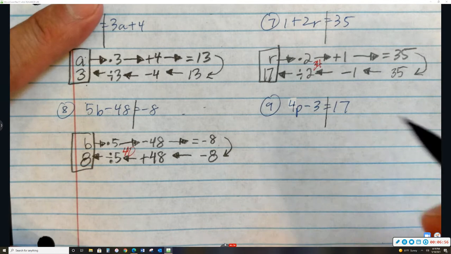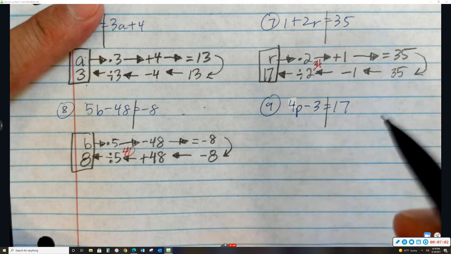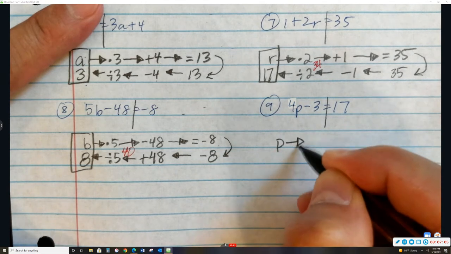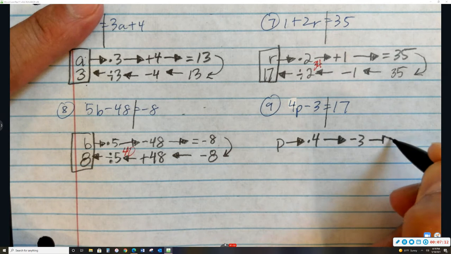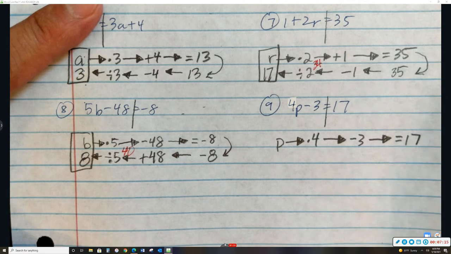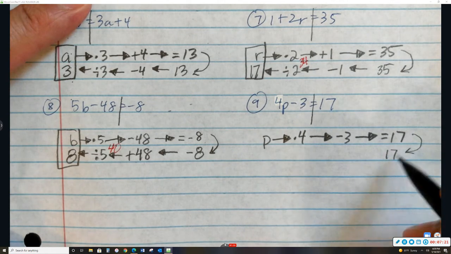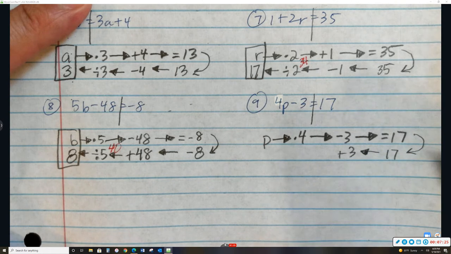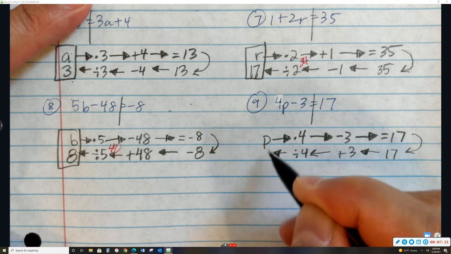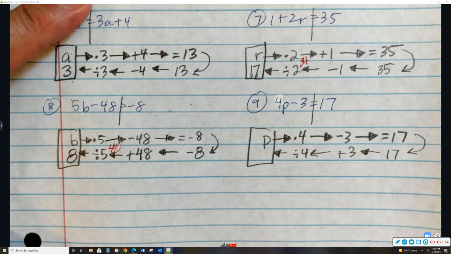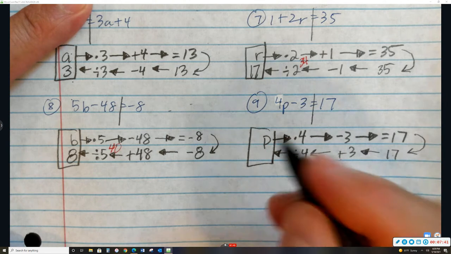So for number 9, p times 4 minus 3, all of this first, and then it equals 17. P times 4 minus 3, and all of that equals 17, right? And then work our way backwards. Take the 17, add 3 to it, divided by 4, and then we're like, okay, well, let's check that. 17 plus 3 is 20. 20 divided by 4, 5.